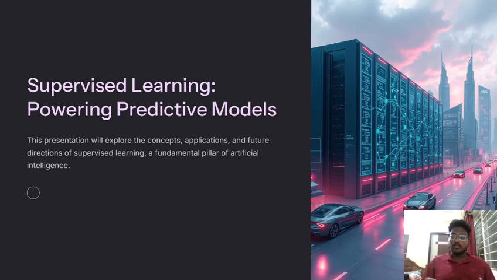Common algorithms include linear regression, decision trees, and support vector machines. This approach is used in applications like image recognition, spam detection, and predictive analysis. In this presentation, we'll explore the concepts, applications, and future directions of supervised learning, a fundamental pillar of artificial intelligence.